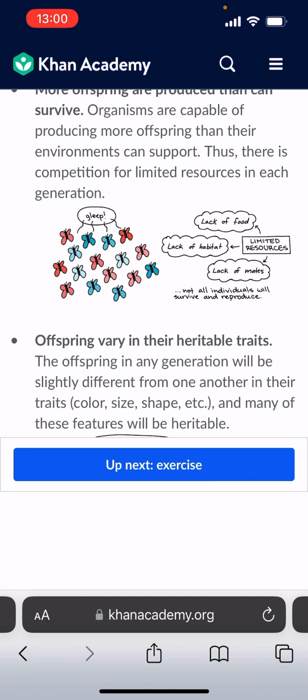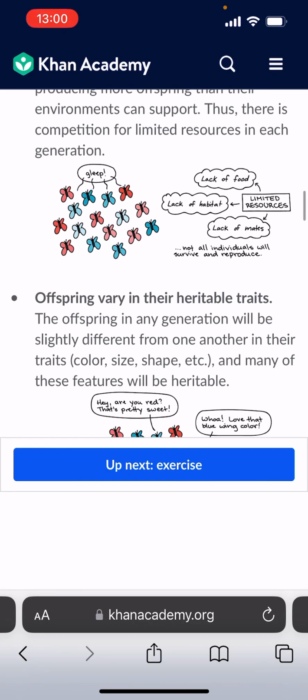Offspring vary in their heritable traits. The offspring in any generation will be slightly different from one another in their traits, like color, size, shape, etc., and many of these features will be heritable.